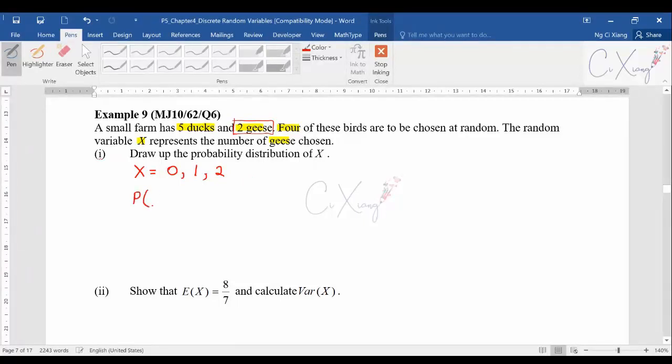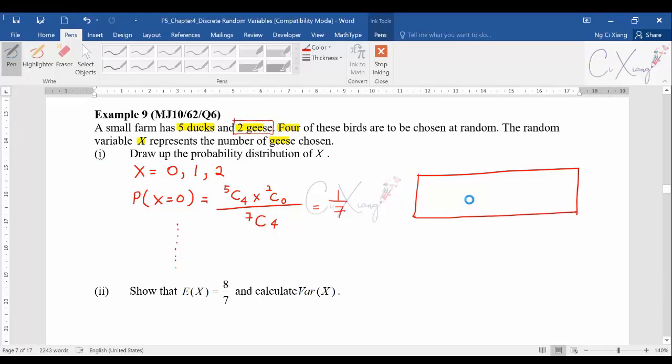So how to find the probability for X equals 0? X equals 0 means that of 5 ducks, you choose 4, and of 2 geese, you choose 0. Then divided by the total: you are having 7 birds and you want to choose 4 of them without regard to what kind of birds they are. If you apply this correctly, you should get the answer 1 over 7. Then you do the same thing for X equals 1 and X equals 2, and eventually you should get this as your probability distribution.